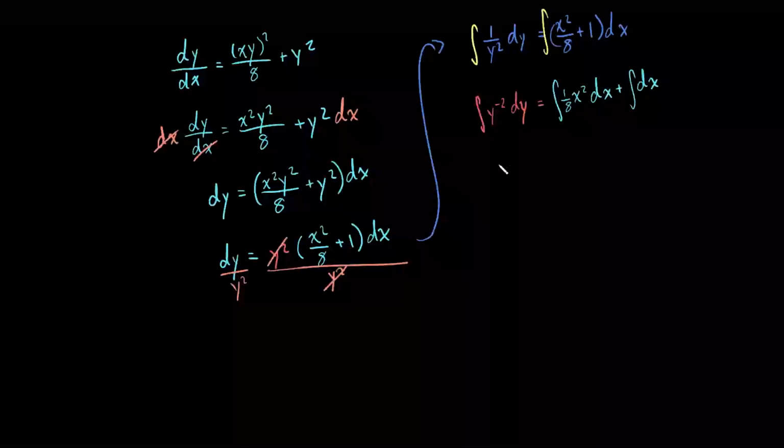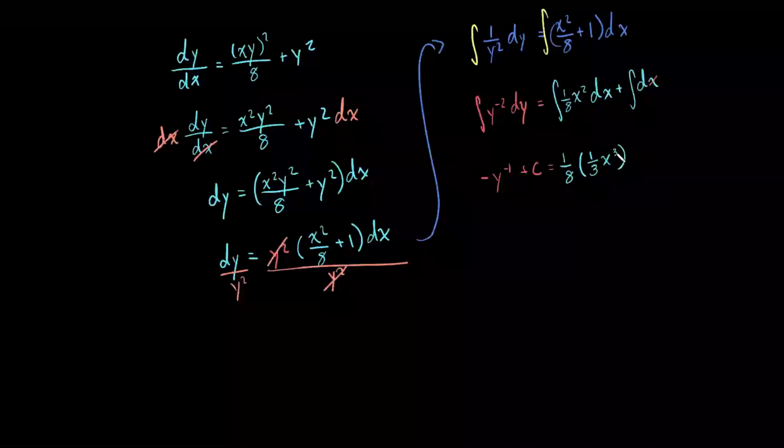From here, we can do the integration of the left-hand side. We're going to add 1 to the power and divide by the new power. This would be y to the negative 1 divided by our new power, which is negative 1, plus c. From here, we're going to integrate our right-hand side. We can take out this constant. Remember, it follows the same rule. We're going to add 1 to the power, which is x squared, so it becomes a third power now, and divide by the new power. So we're going to have 1/3.